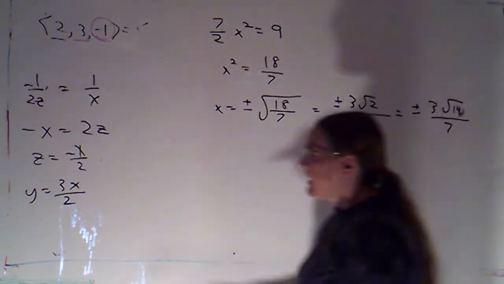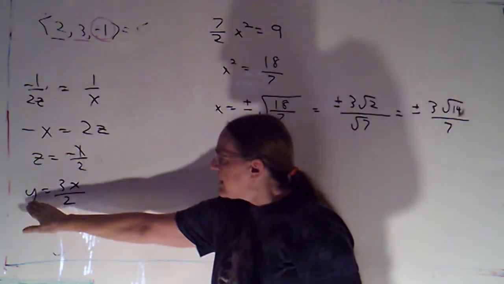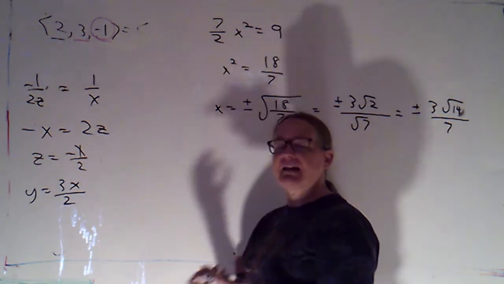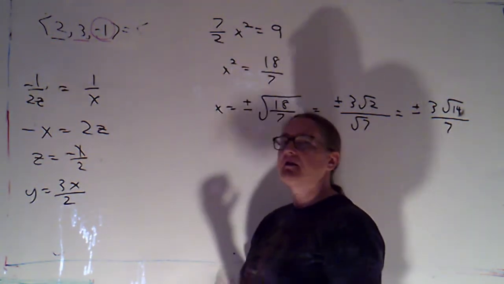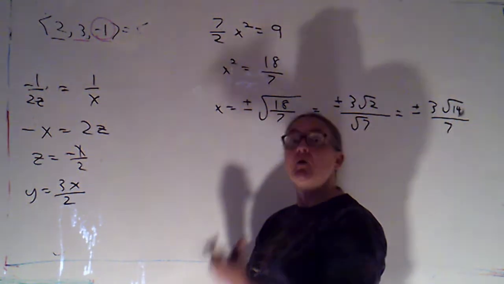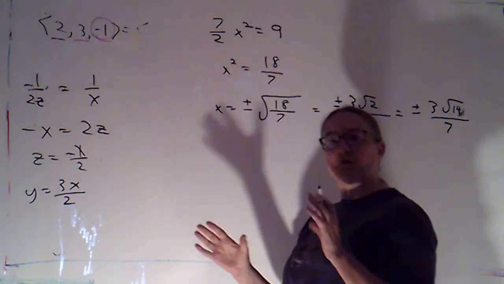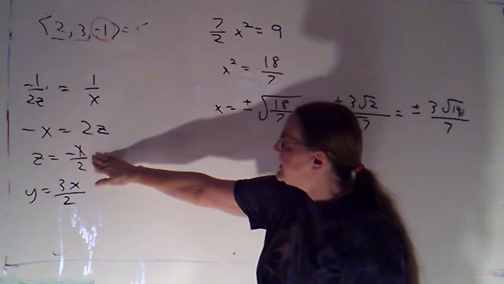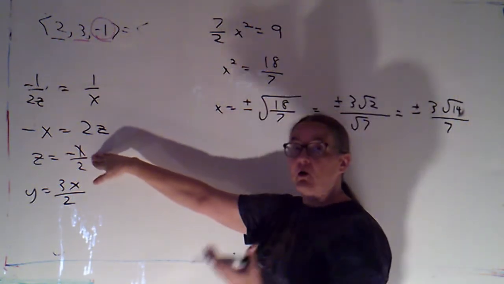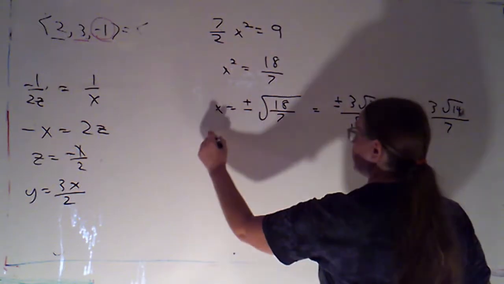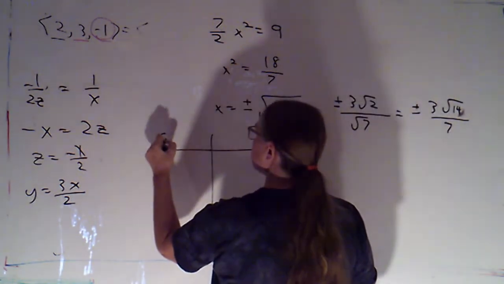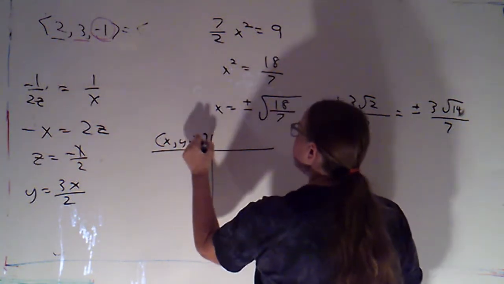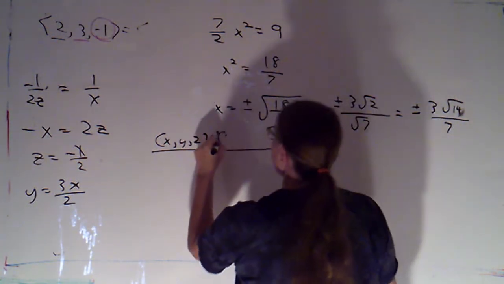Notice, though, once I know x, y is 3 halves of that. If y is a positive multiple of x, x and y must have the same sign. So when x is positive, so is y. When x is negative, so is y. So sometimes we're mixing and matching signs. Here we're not. Z is a negative multiple of x, so it's always going to have the opposite sign of x. So that tells me that I actually just have 2 points. X, y, z, and then f of x, y, z.